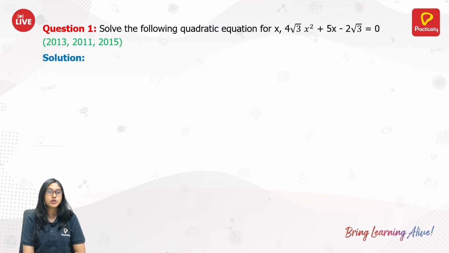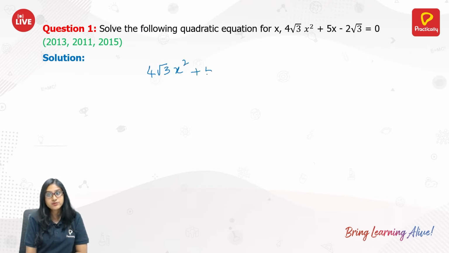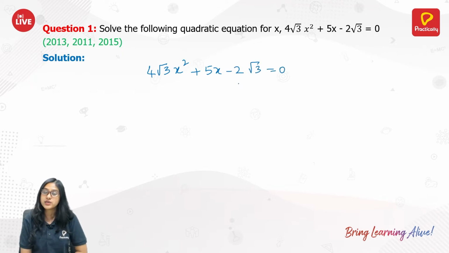Here's the first question. Solve the following quadratic equation for x. So what is the equation given? 4 root 3x squared plus 5x minus 2 root 3 equals 0. You can either use the quadratic formula or use the splitting middle term method to find the value of x. So come on, let's use the splitting middle term method.